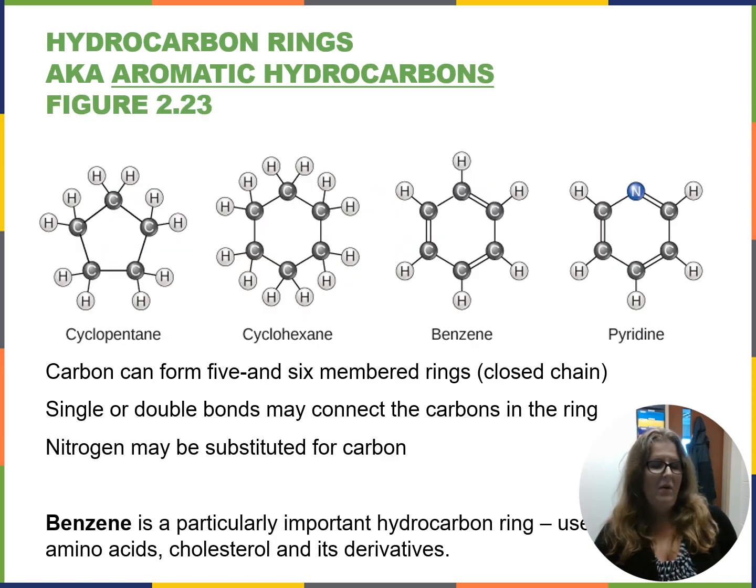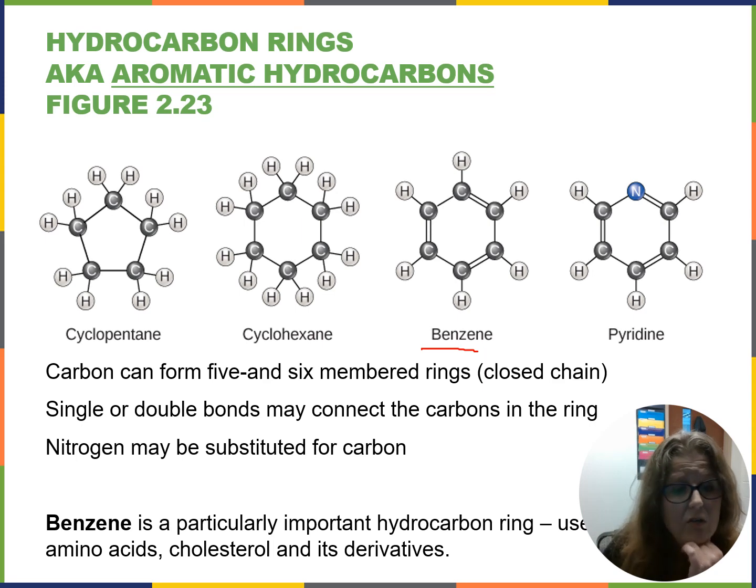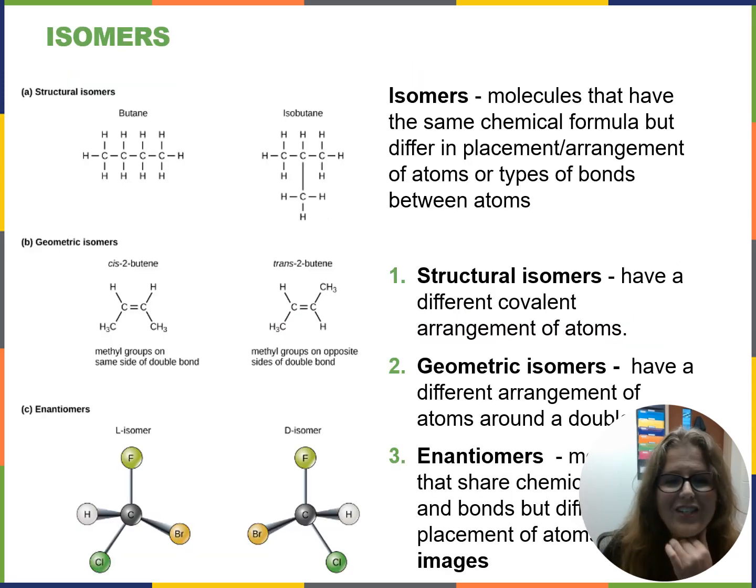So you can also have rings. Carbon can do these lovely little rings. You can have the 5-ring, the 6-ring, benzene in particular, using amino acids, cholesterol derivatives. Like I said, I'm not going to spend a bunch of time on this, and also I just realized how long this video is. So isomers, we have molecules that have the same chemical formula, but they're arranged differently.